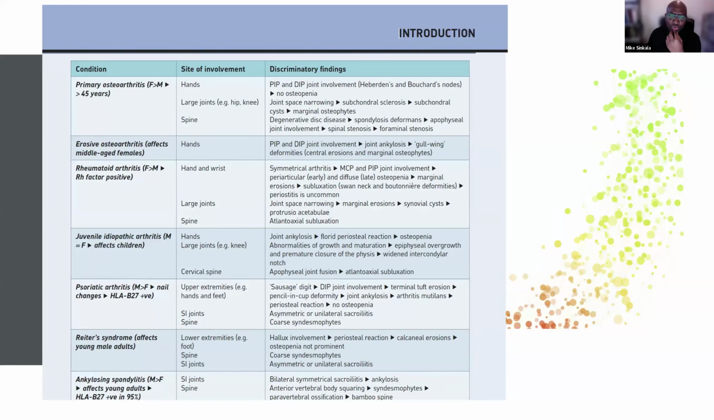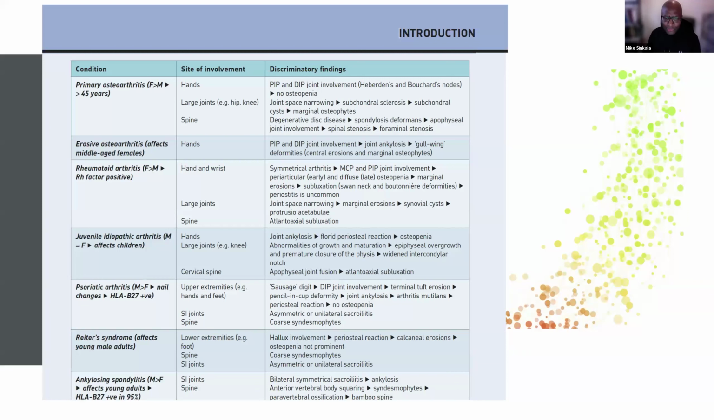X-rays, we tend to do both hands really, to compare the left and the right side. When I was a student, we were told to do DP hands and the ball catcher's positions, which are the external obliques of both hands. The DP is going to show you swelling around the distal interphalangeal joints and the proximal interphalangeal joints. These are called the Heberden's nodes and the Bouchard's nodes.